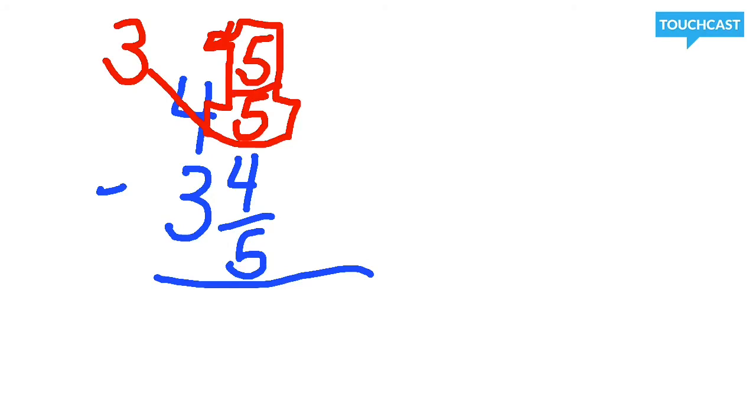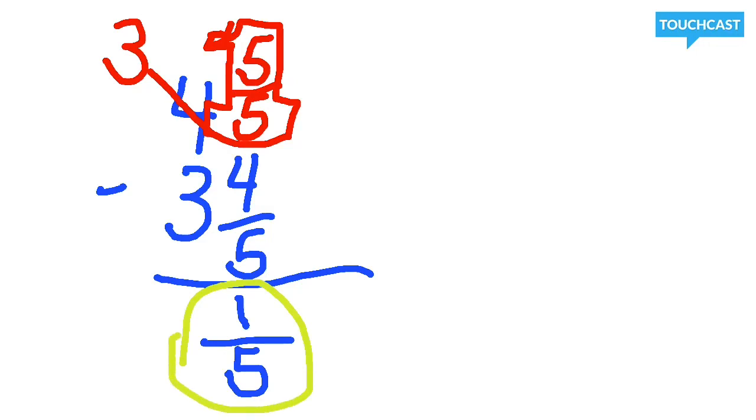Now, we are going to subtract, because we can now take 5 and the 4 and subtract 4 minus 5, and we will get 1. The 5 stays the same as our denominator. 3 minus 3 is 0. We don't have to write that. And we are done. Our final answer is 1/5.